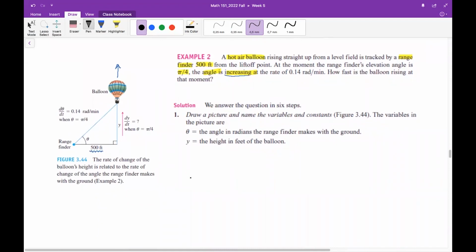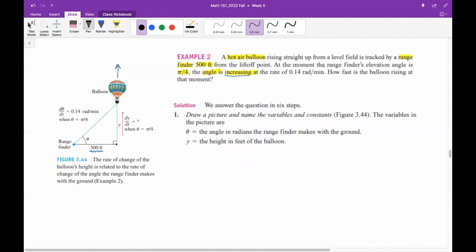What happens here? We have a hot air balloon, which is drawn like this, rising straight up from a level field. This balloon is tracked by a rangefinder 500 feet from the liftoff point. So this is the liftoff point, and 500 feet from this point, you have a rangefinder. You know, this balloon keeps rising straight up like that. So what is the question?